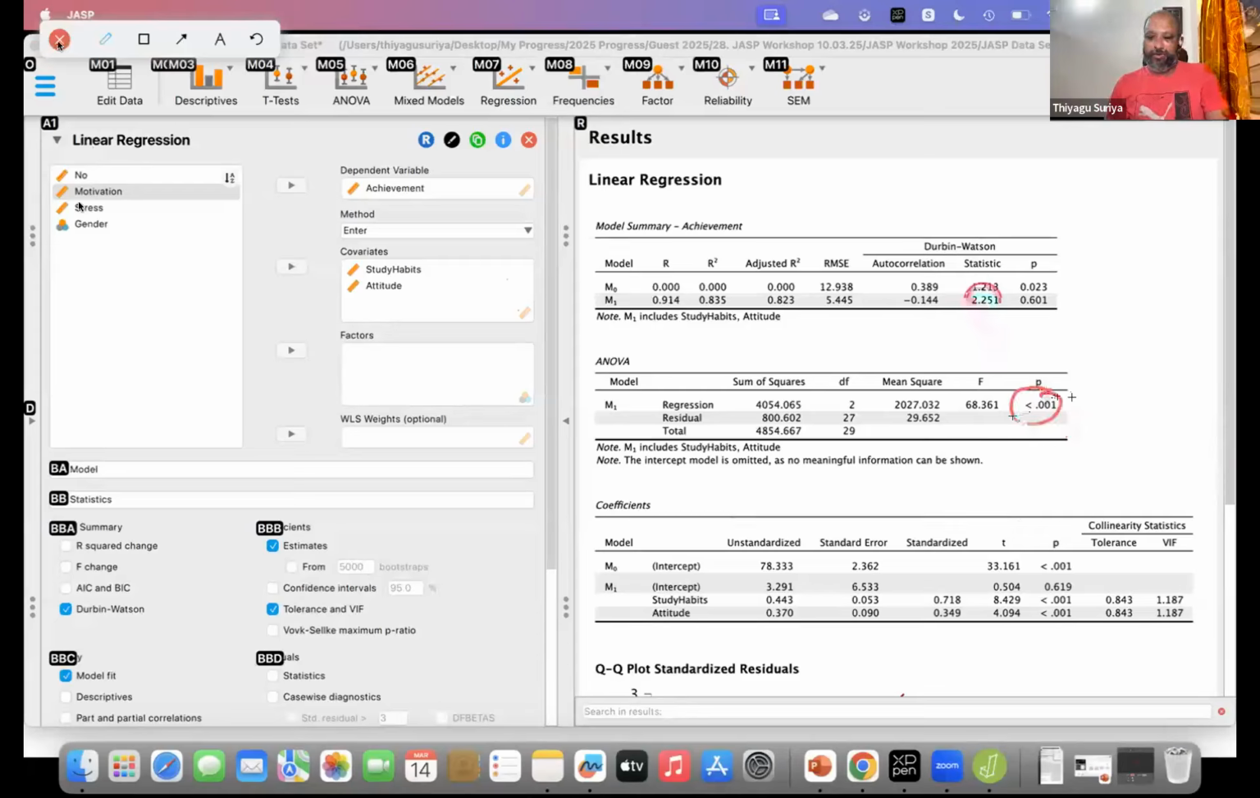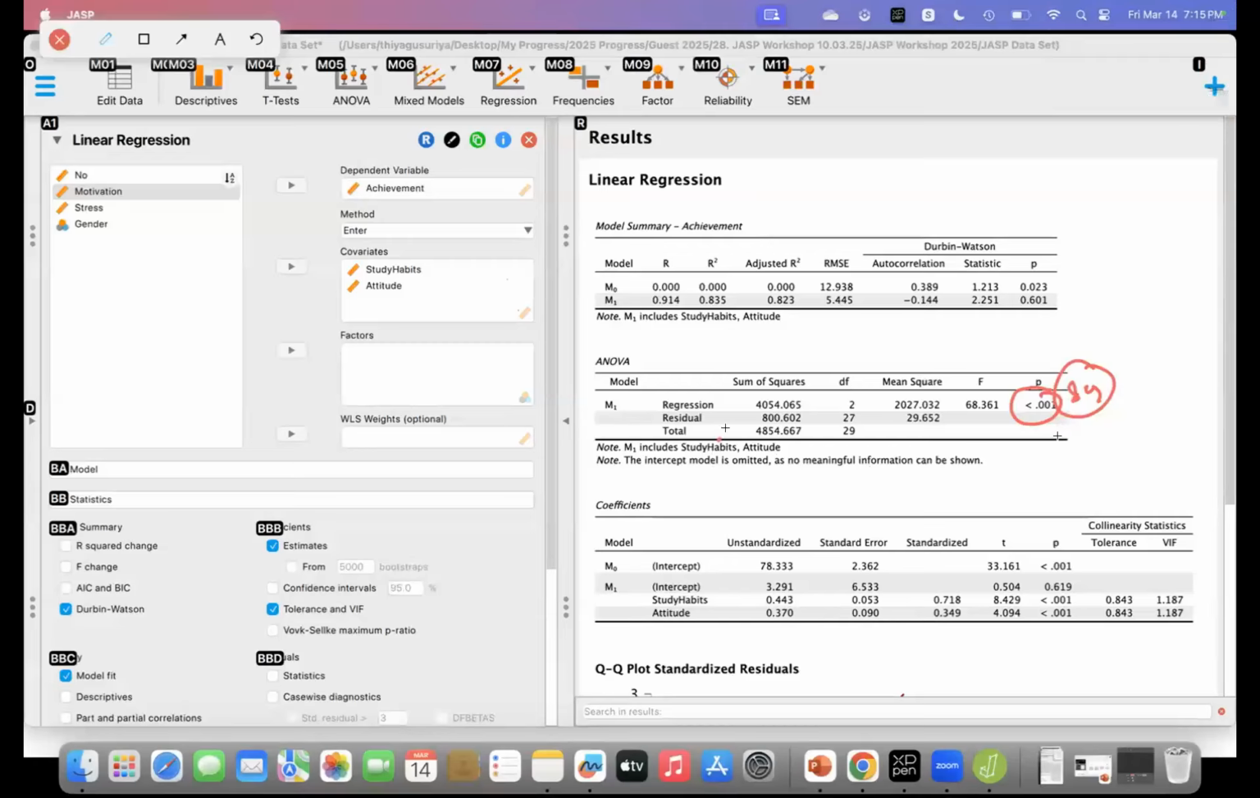Is the model fit or not? Significant, sir. The model is fit. Significant means the model is fit. There is a significant contribution of study habits and attitude on achievement. Both are creating an effect on the achievement. Therefore, it's a good model.